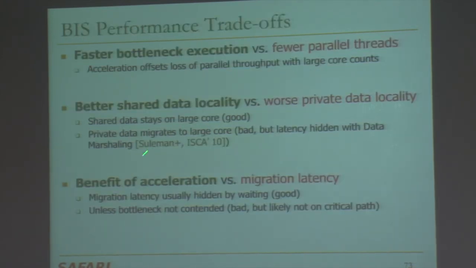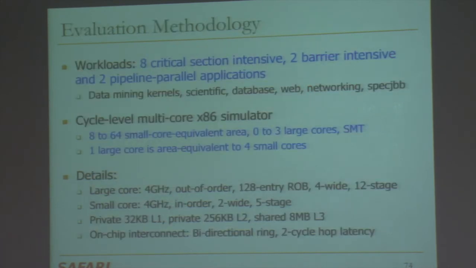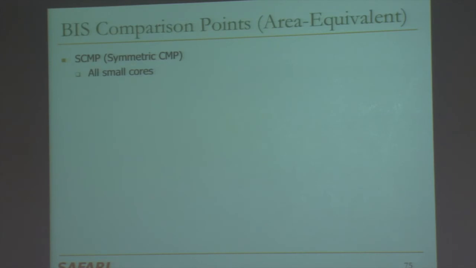So what are the trade-offs here? You get faster bottleneck execution versus fewer parallel threads. It's very similar to ACS. You get better shared data locality versus worse private data locality. And we've talked about that again. You get the benefit of acceleration versus migration latency. This is very similar to CS call, CS done, right? Versus the benefit of acceleration. But let me go over this very quickly. Let me give you some results of why this makes sense to do. And then we're going to distribute the exams later on. You haven't picked them up yet.